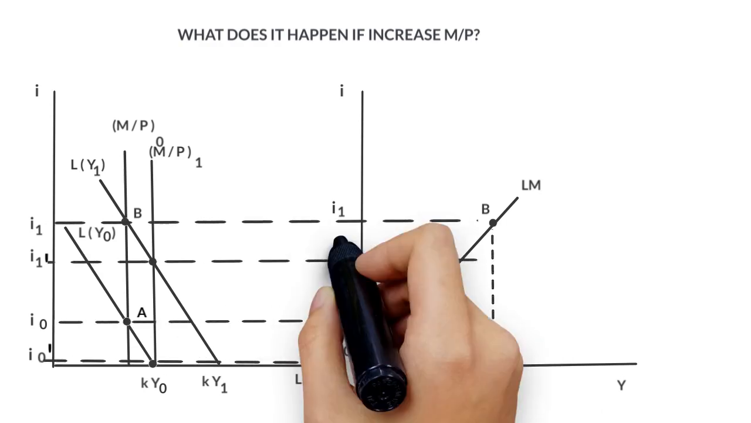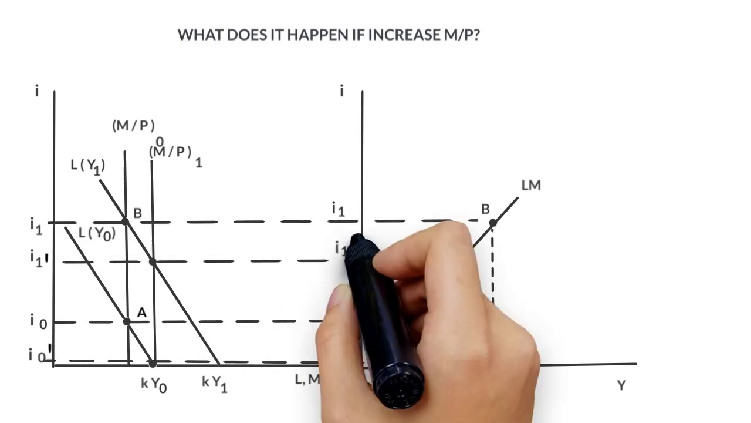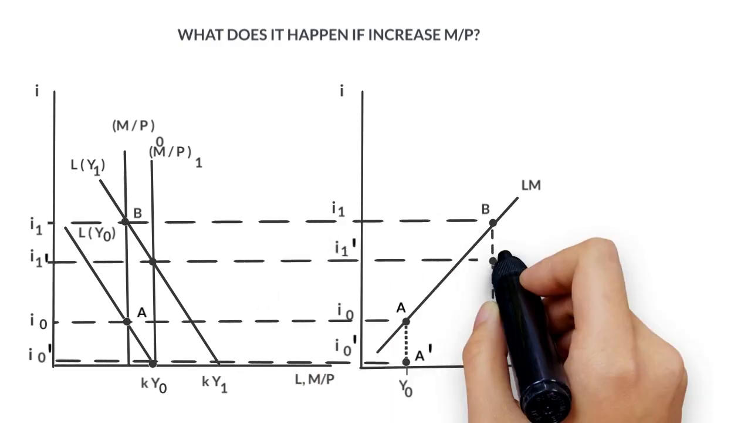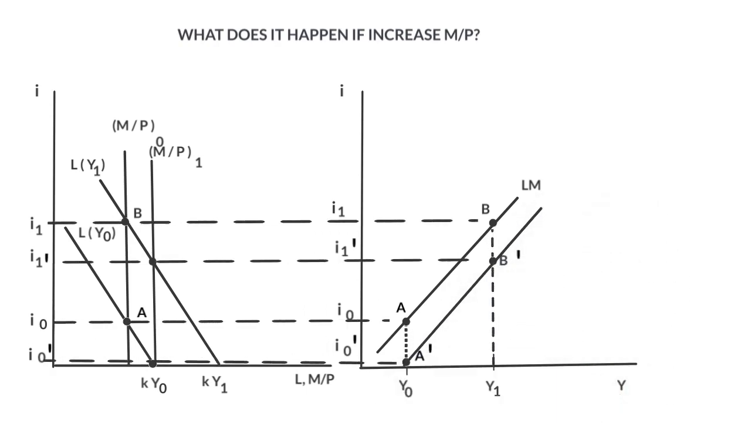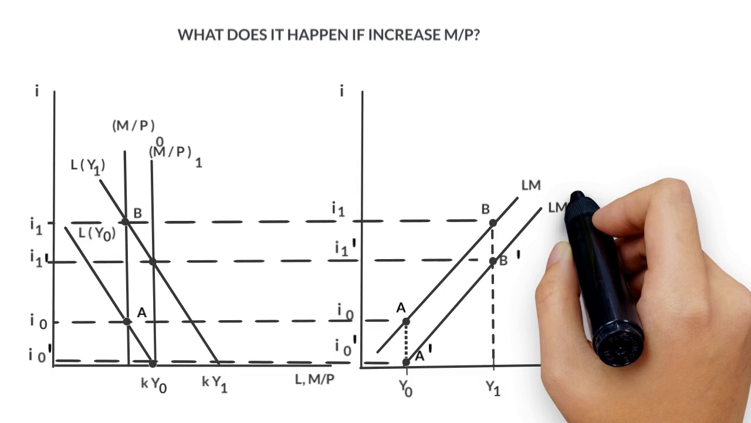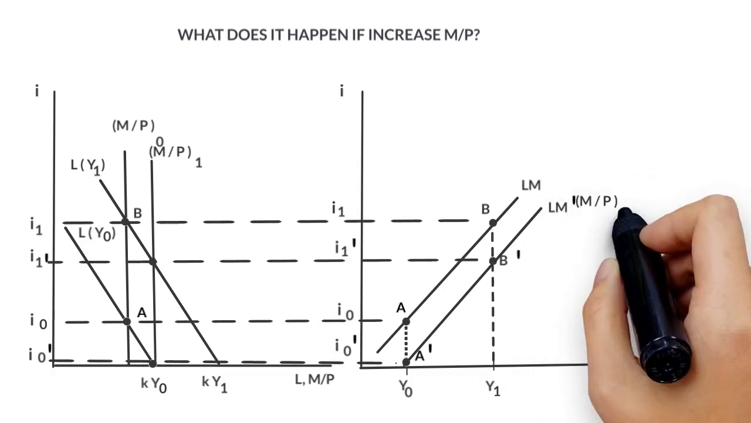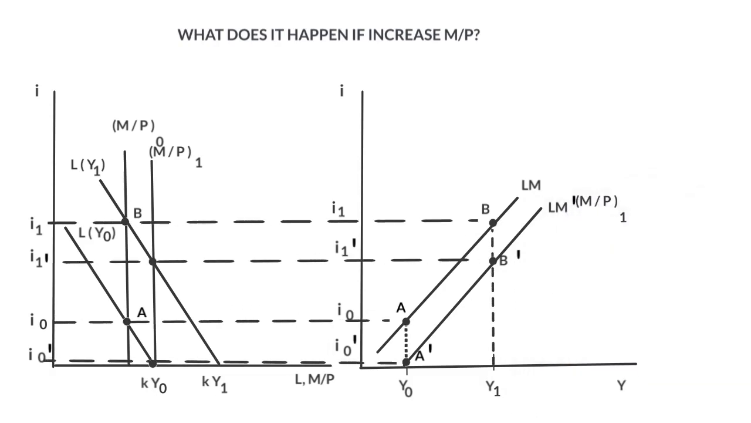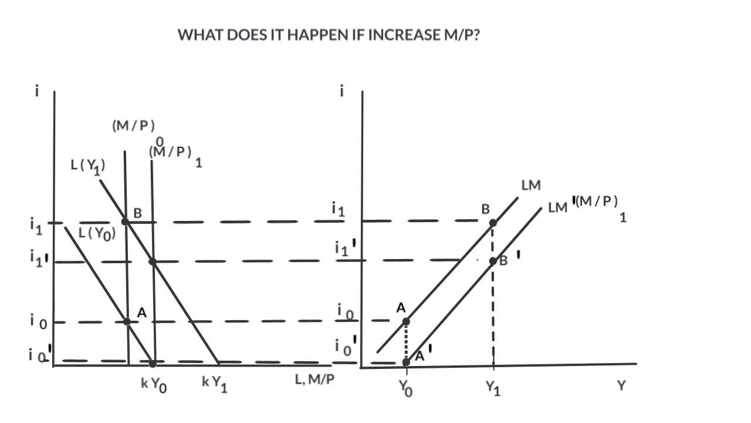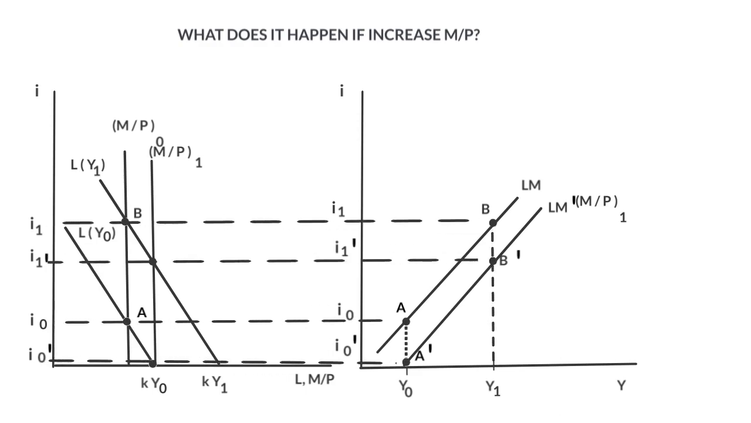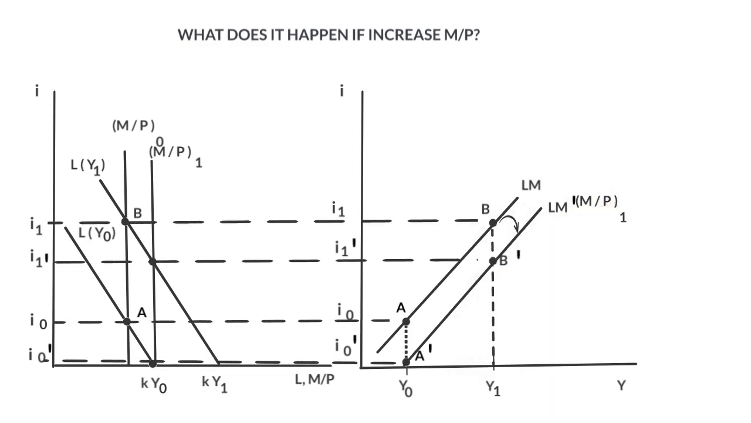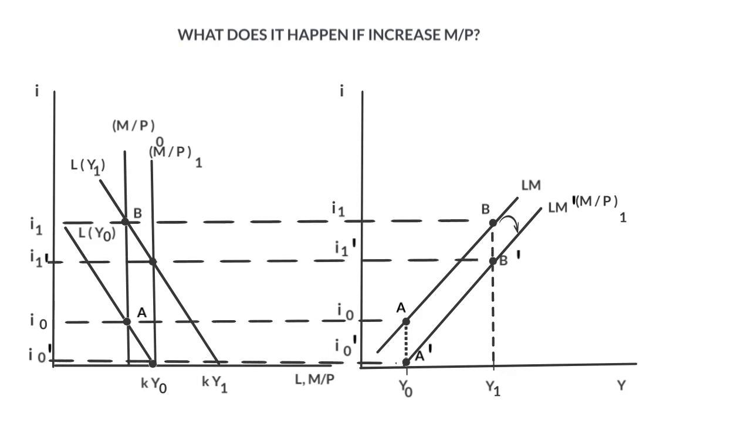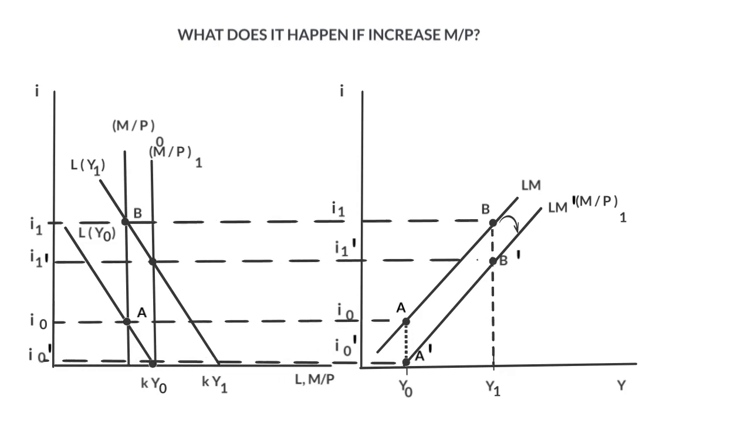For the income level Y sub 1, we obtain a new interest rate in equilibrium I sub 1 prime, thus reaching a new point B prime. Joining the points A prime and B prime, we obtain a new LM curve, the LM curve prime, determined by the monetary supply M divided by P sub 1. Therefore, an increase of the money supply shifts the curve LM to the right.